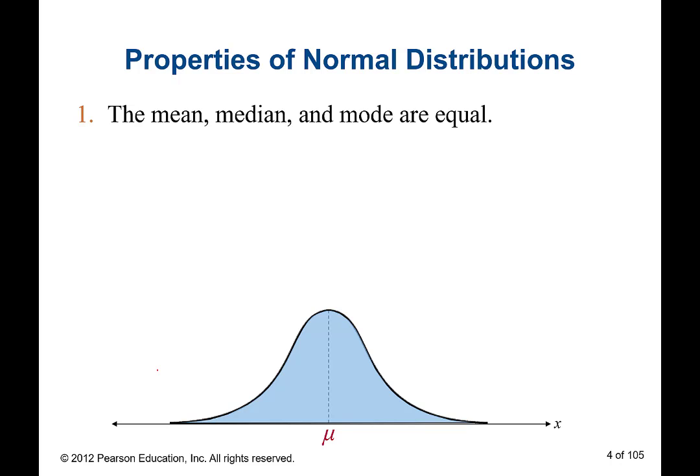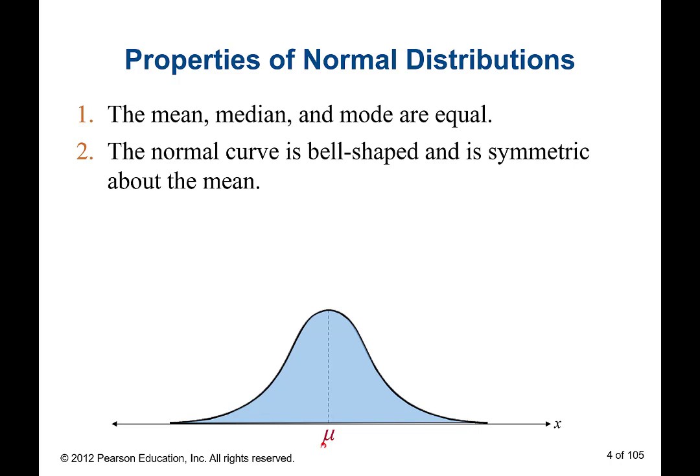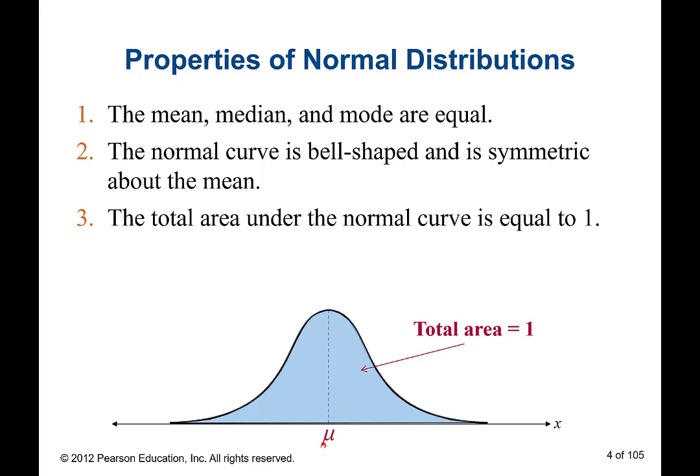So what are some of the properties of the normal distribution? Well, first of all, this is a perfectly symmetric distribution. So the mean, the median, and the mode are all going to be equal, all right there in the center. The normal curve is bell-shaped and it's symmetric about that mean. And the total area under the normal curve is equal to 1.